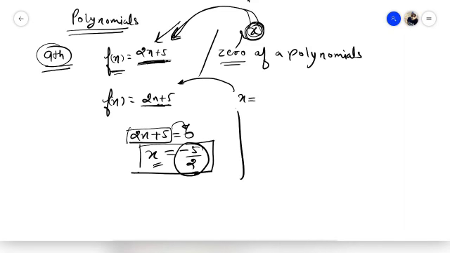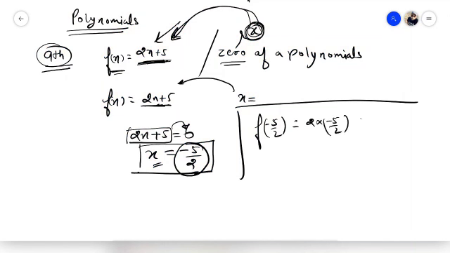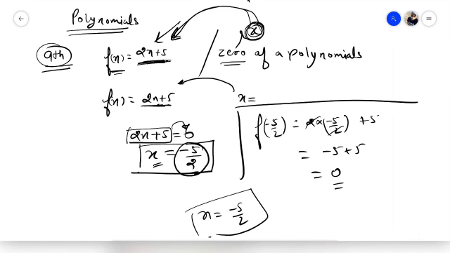Now let's check if it is the zero of the polynomial or not. Of course, we find f of minus 5 by 2. It will be 2 into minus 5 by 2 plus 5. This will be minus 5 plus 5, and it becomes equal to 0. So x is equal to minus 5 by 2 is the zero of the polynomial. So the zero of the polynomial is the value of x for which the polynomial becomes 0. Is it clear? This is how you have to find the zero of the polynomial. This is basically the meaning of the zero of the polynomial.